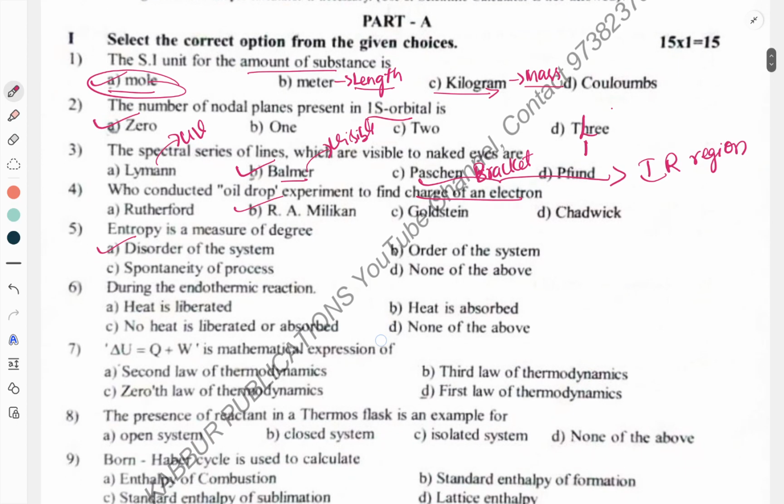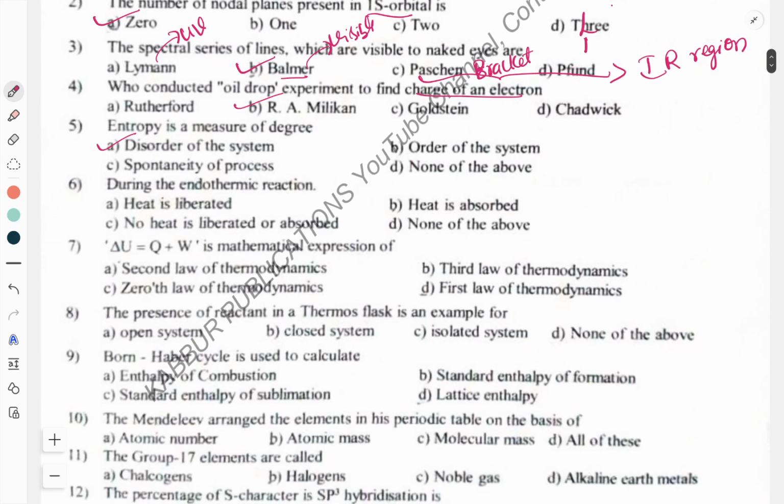Okay, next move on to the sixth question. During the endothermic reaction, see the options. Option A, heat is liberated. Option B, heat is absorbed. Option C, no heat is liberated or absorbed. Option D, none of the above. So option B is the correct option. Heat is absorbed, whereas in the exothermic reaction, heat is liberated. This you need to remember. So during the endothermic reaction, heat is absorbed.